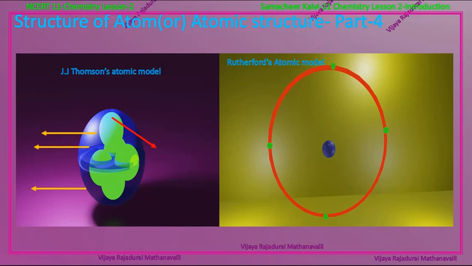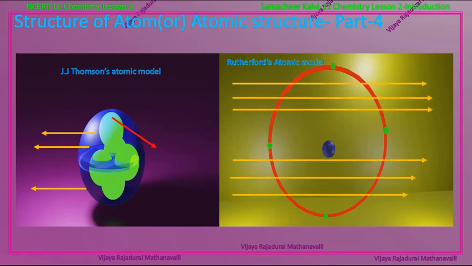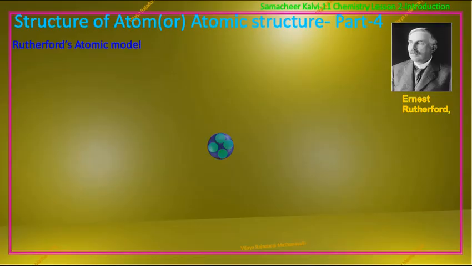But what he observed was that most of the alpha particles passed through the foil. Some alpha particles were slightly deflected from their path. Very few alpha particles completely bounced back. From these observations, he concluded that the atom contains large empty space.